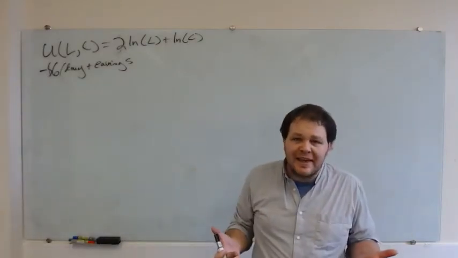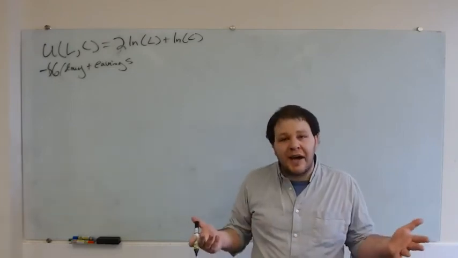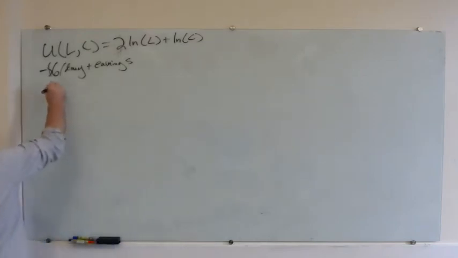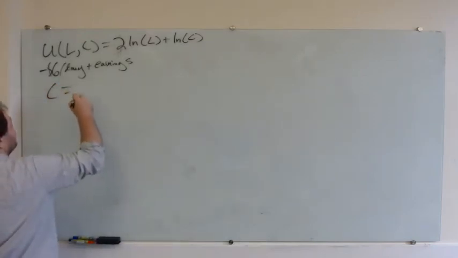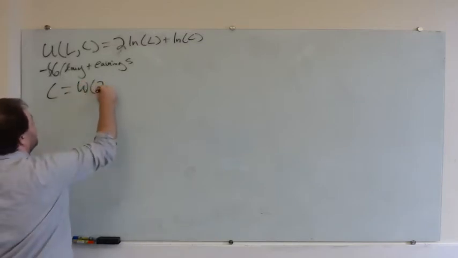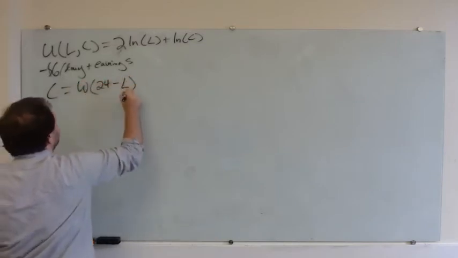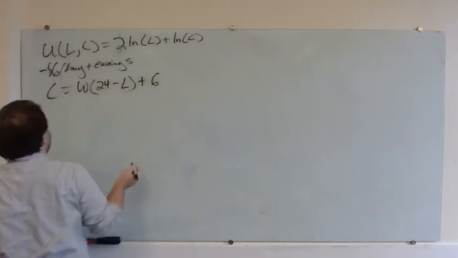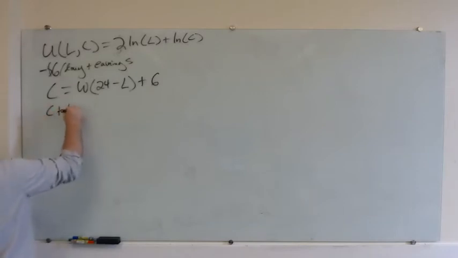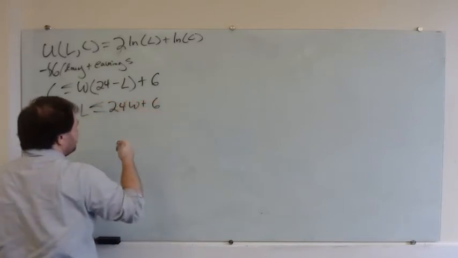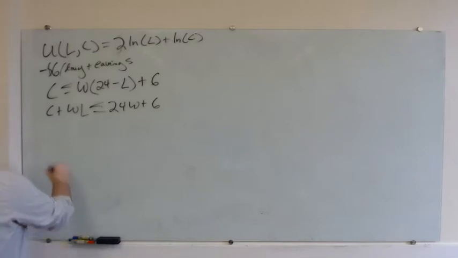And we can do this by thinking, for any given amount of leisure time, how much consumption can you afford? So we'll say, well, the consumption that you can afford is going to be your wage times the time you spend working, 24 minus L, plus your non-labor income, so $6. And I'll rearrange this to be C plus WL less than or equal to 24W plus 6. Good?